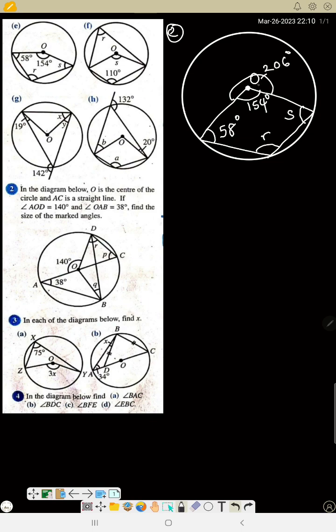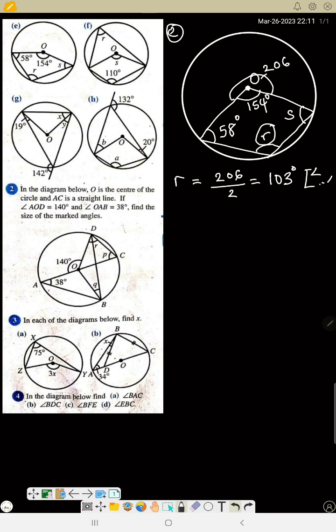So angle which an arc subtend at the center is twice angle the same arc subtend at the circumference. So that means R will be equals to 206 divided by 2. So that will give you 103 degree. So if it is theory, you write angle at the center here in brackets.